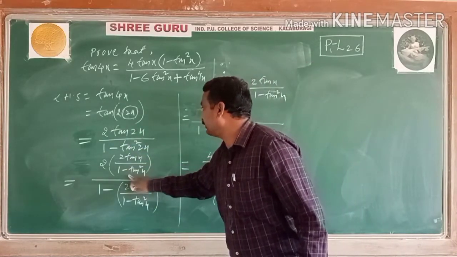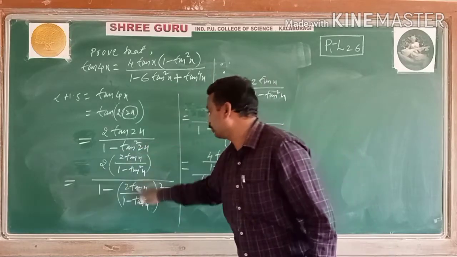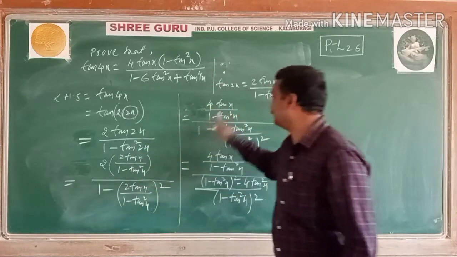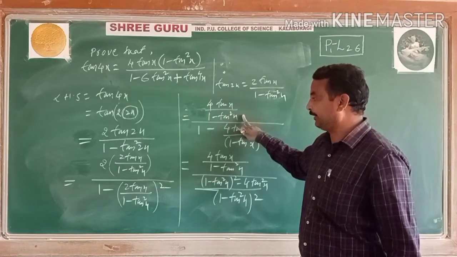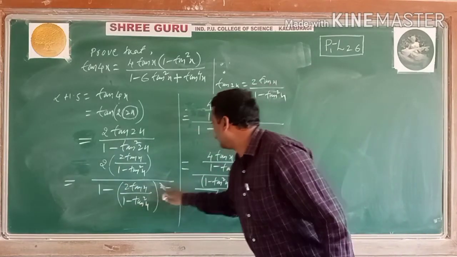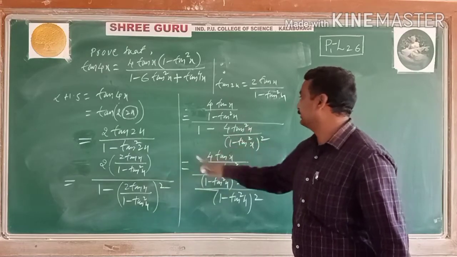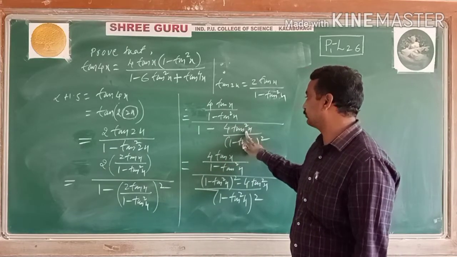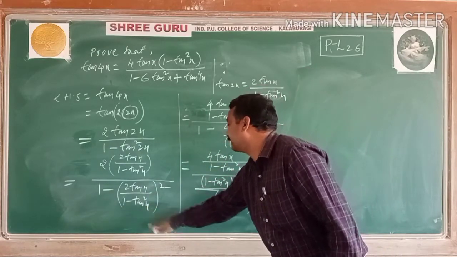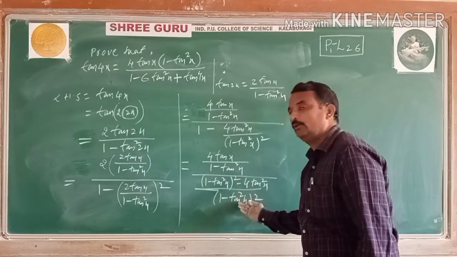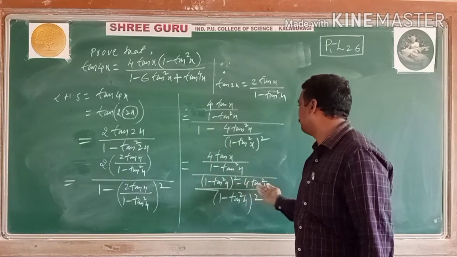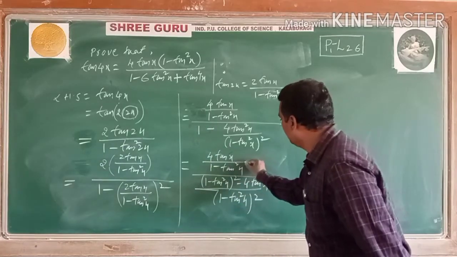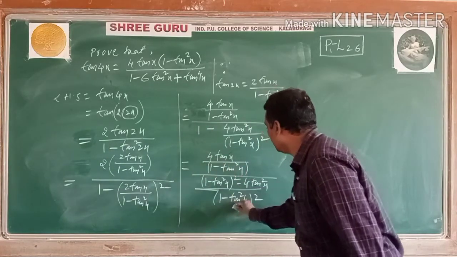2 tan x divided by 1 minus tan square x. Here also 2 tan x divided by 1 minus tan square x whole square. 2 into 2, 4 tan x divided by 1 minus tan square x is the simplification. Then 4 tan square x is simplified with the whole square taken in both numerator and denominator. Then the LCM is taken, 1 minus tan square x multiplied, minus 4 tan square x. See, this is 1 minus tan square x, and this is 1 minus tan square x.